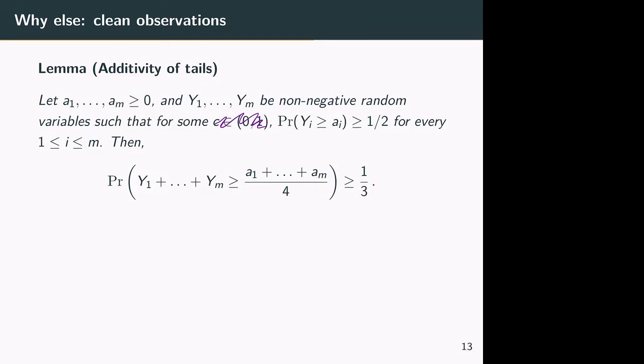This is a good exercise and shows some kind of anti-concentration or tail property with no assumptions on the Yi's. So please try to prove this; otherwise, the proof is of course in the paper on domain compression.